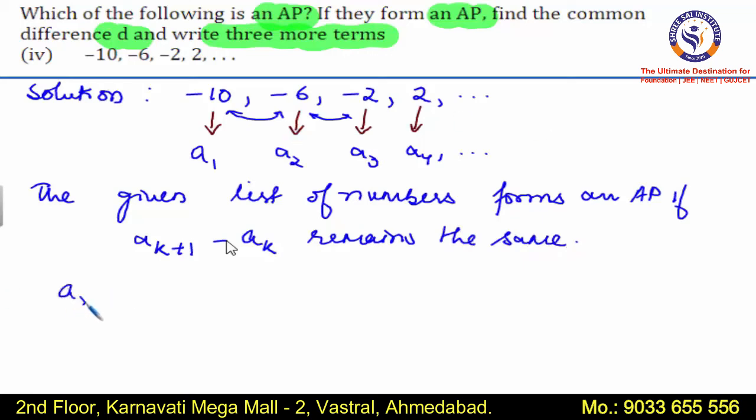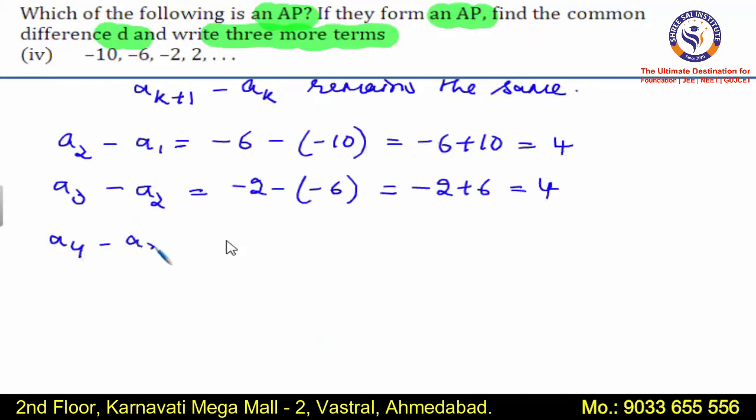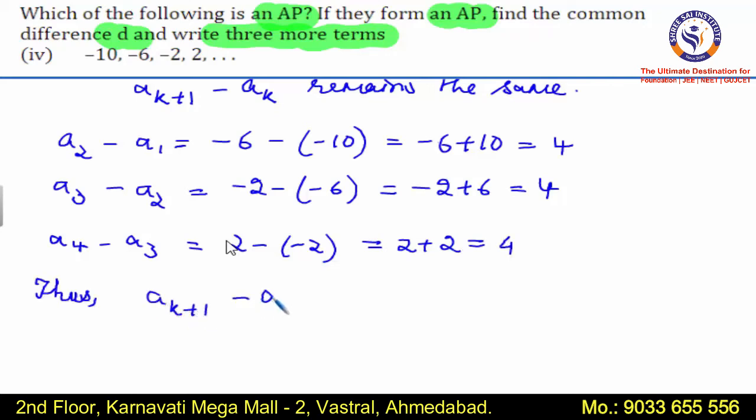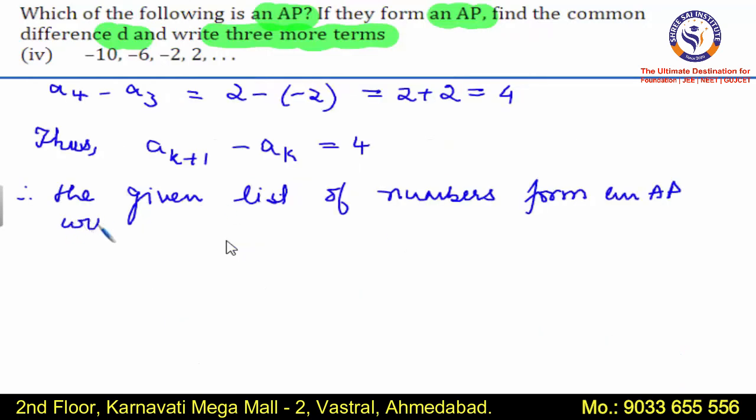So first let us find out A2 minus A1. This is equal to minus 6 minus of minus 10, which is minus 6 plus 10, which is equal to 4. Now let us find out A3 minus A2. So this is equal to minus 2 minus of minus 6, which is minus 2 plus 6, and this is equal to 4. Also let us find out A4 minus A3. So this is equal to 2 minus of minus 2, which is 2 plus 2, which is equal to 4. Thus, we see that AK plus 1 minus AK is equal to 4 every time. Therefore, the given list of numbers form an AP with common difference 4.